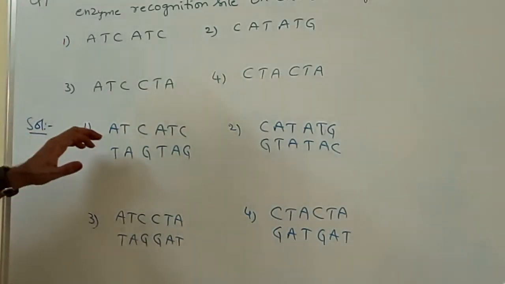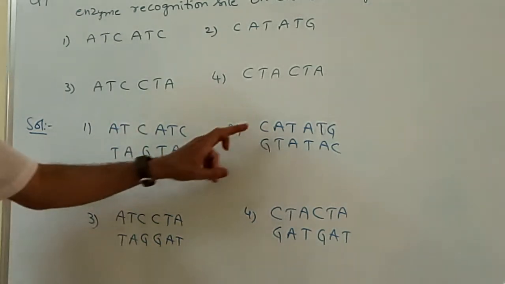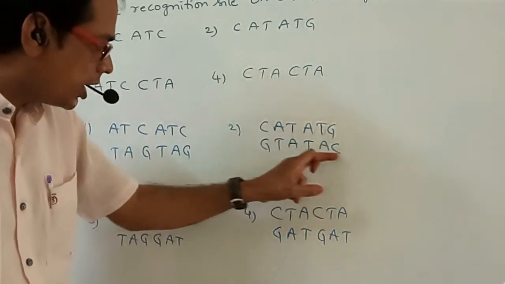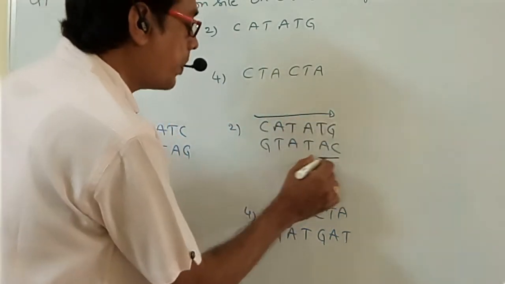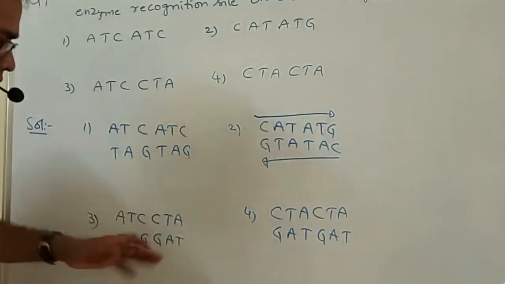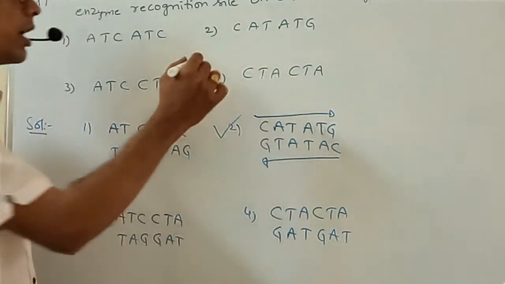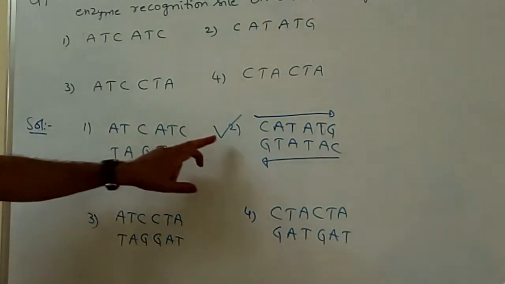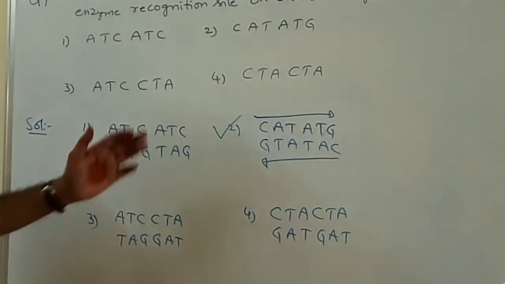Of this, which one is a palindromic sequence? ATC, no. CAT, ATG, CAT, ATG. So, this would be the palindrome sequence. ATC, no. CTA, no. So, the answer is the second option. Okay? We have to write the double stranded nature, right?